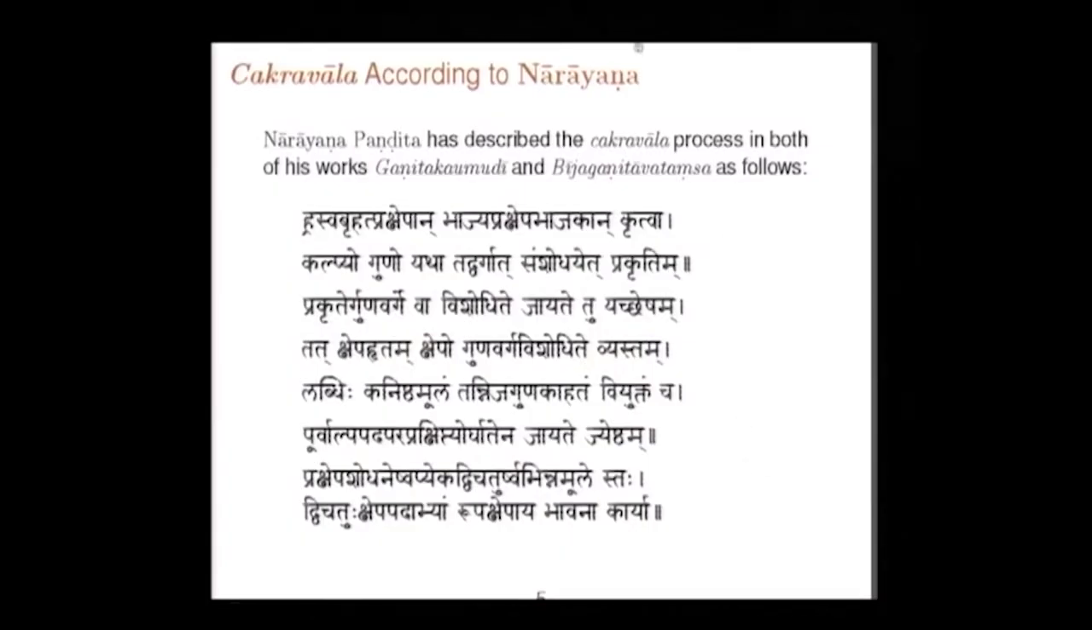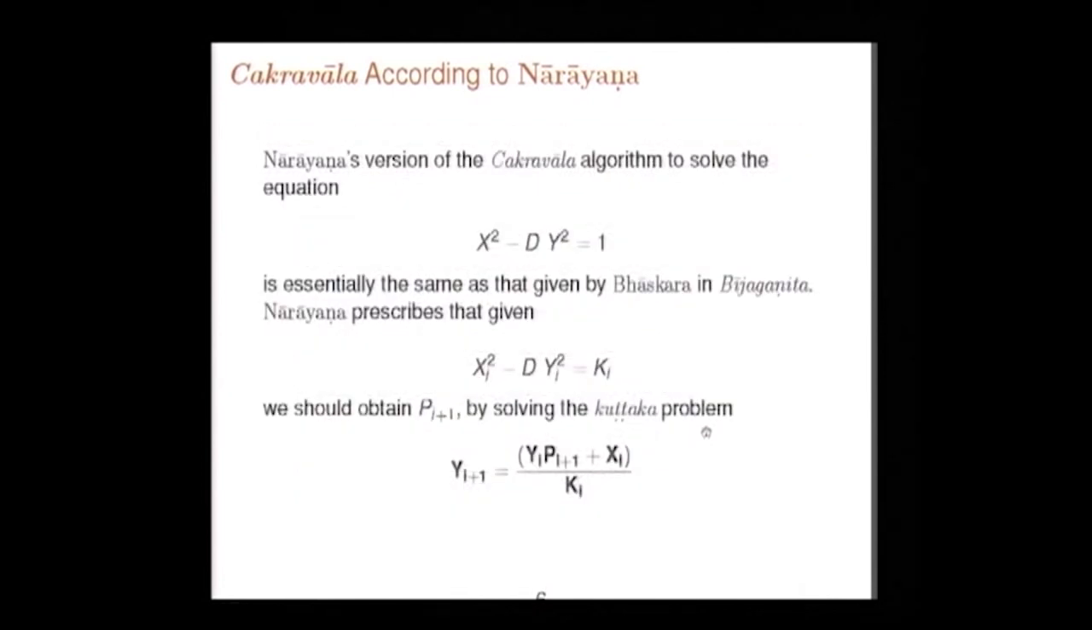So his description of Chakravala is more or less similar to what Bhaskara has said, but he leaves the issue of whether this p_{i+1} squared should be greater than d or less than d in a more ambiguous manner in the statement of Chakravala.